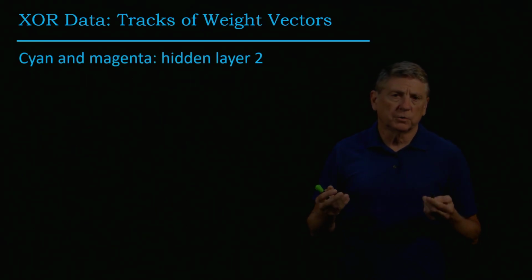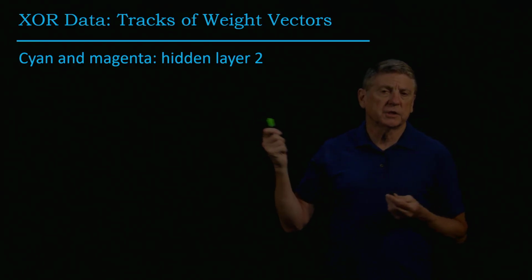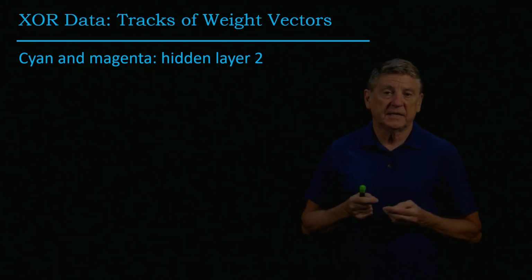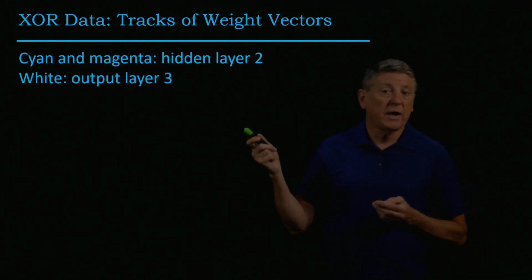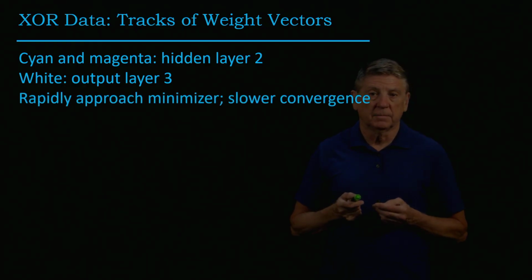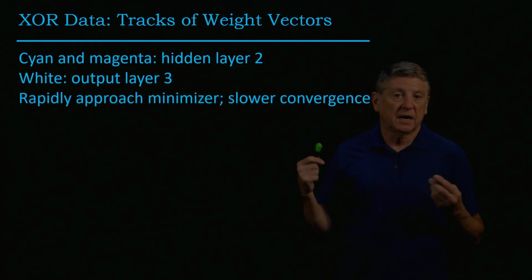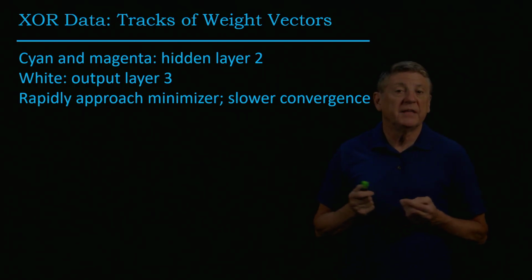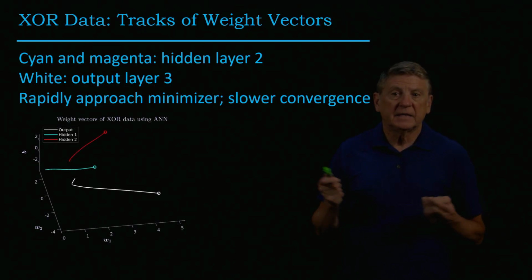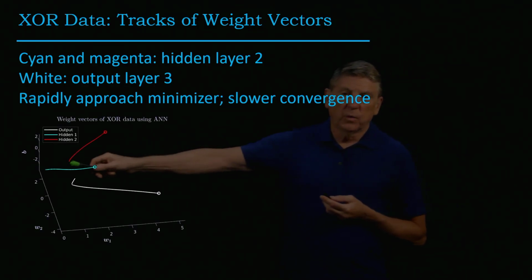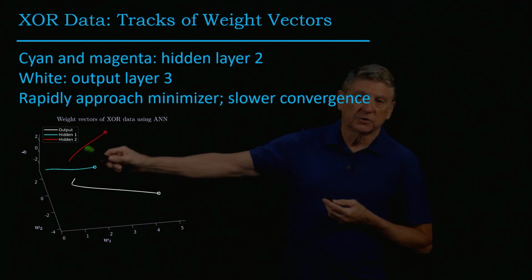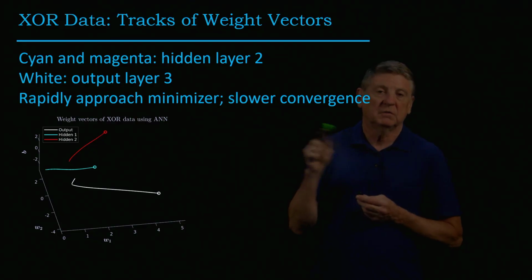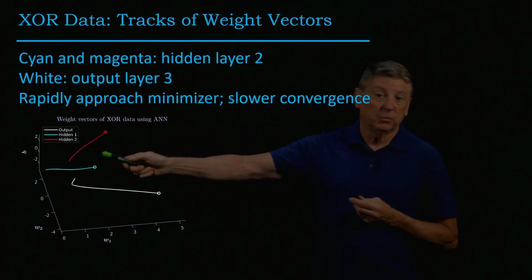So we can also visualize this in a different way. We could use the colors cyan and magenta to say what is happening to the weights in that hidden layer, and then we could use white to say what's happening in the output layer. What we find is that, as with many descent problems, it'll rapidly approach a minimizer and then it'll slowly converge. And this is what happens: the weight vector will start here, and it's in 3D because we have 2D data and then we're appending a 1 onto it, right? So when we do that augmented data, we get 3D.